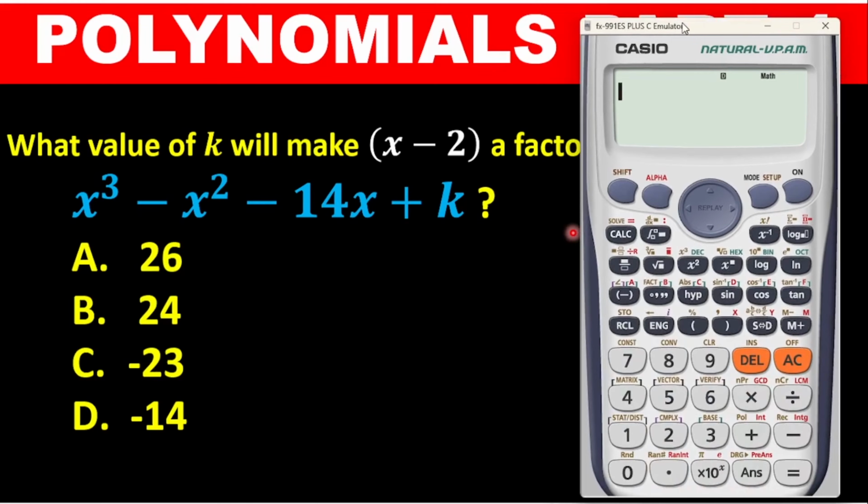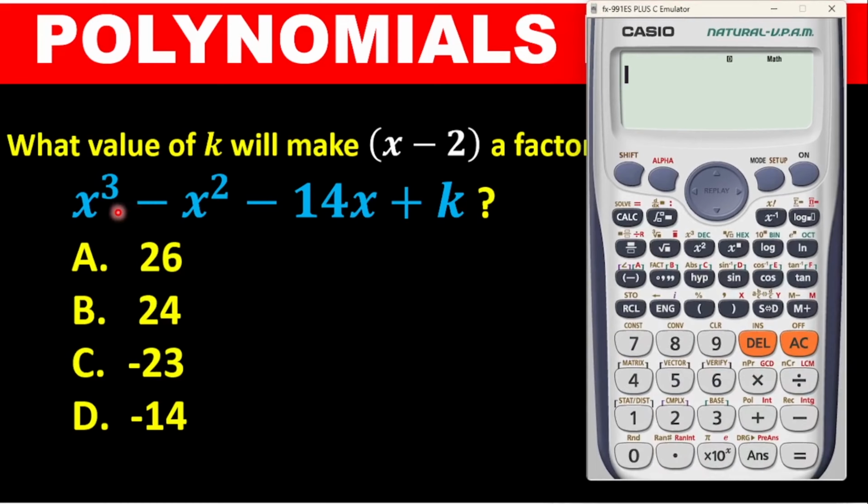First, we are going to enter the function on the calculator: x cubed minus x squared minus 14x plus k. But mind you, on the calculator we have some variables: a, b, c, d, e, f, x, y, m. We don't have k on the calculator. So for the purpose of this presentation and for your examination, where you see k, we can use the letter a to replace the k.